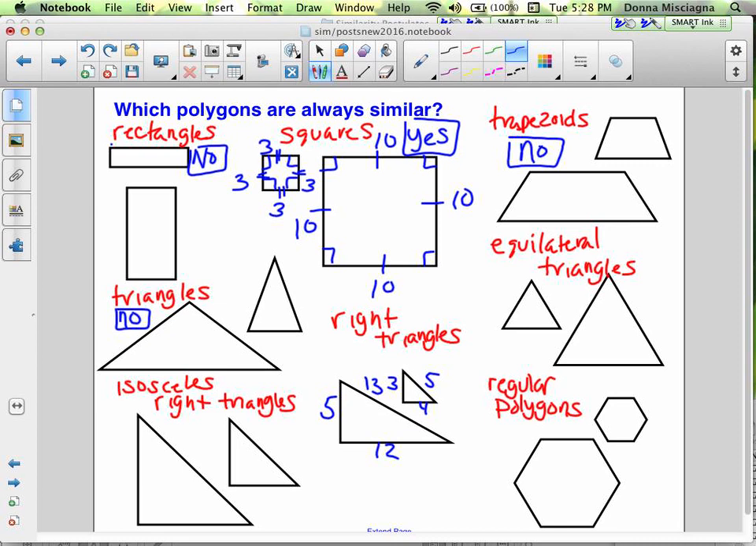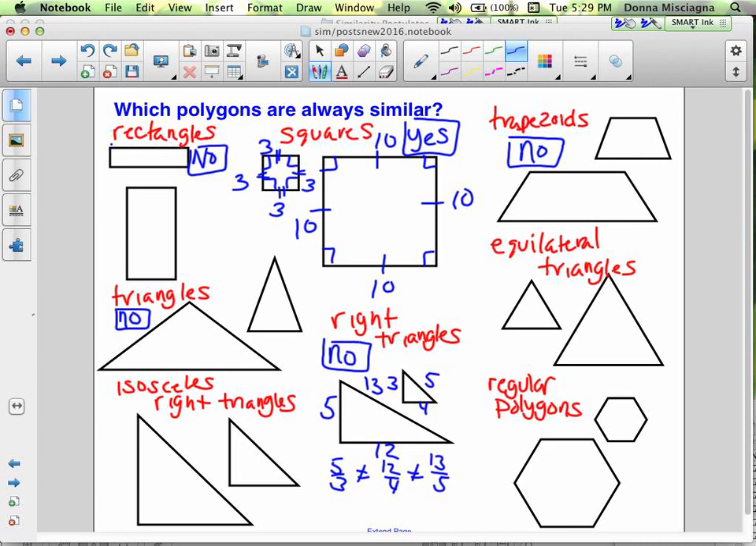And notice here that those sides are not in the same proportion. So if I go from big to small, I have 5/3, and that does not equal 12/4, and that does not equal the other side, 13/5. Right, so that's not the same. They're not in proportion at all. So right triangles, that was a no.